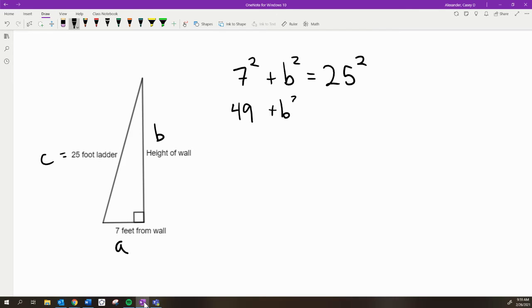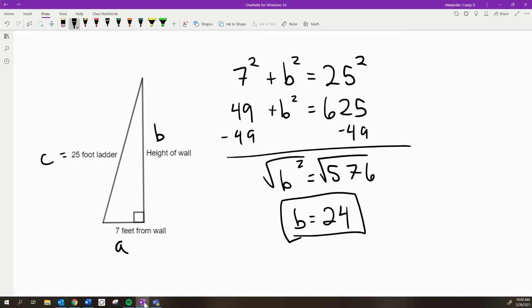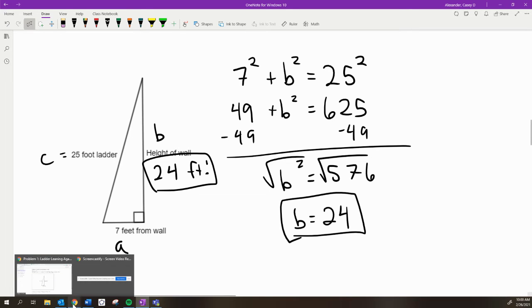Then we're just going to solve this really fast. 7 times 7 is 49. 25 times 25 is 625. Then I'll subtract 49 from each side, and that means b squared is 576. Finally, I take the square root of that, and luckily 576 is a perfect square. It's 24 squared, so the ladder reaches 24 feet up the wall. The two things I want you to do are label the triangle, then use the labeled triangle to find the missing value. So let's look at another one.